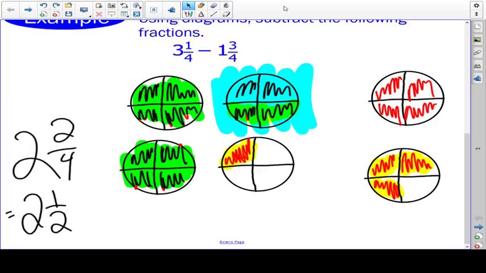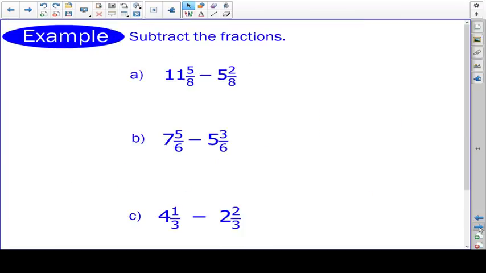Okay. So let's do a few more examples without pictures this time. Subtract 11 5/8 minus 5 2/8. So again, we'll start off with the partials. Can I take 2 from 5? Yep. And if I do it, I get 3. 5 minus 2 is 3. The bottom stays the same, so 3/8. And I just subtract the wholes. 11 minus 5 is 6. So I get 6 3/8. I can't simplify that, so I'm done.